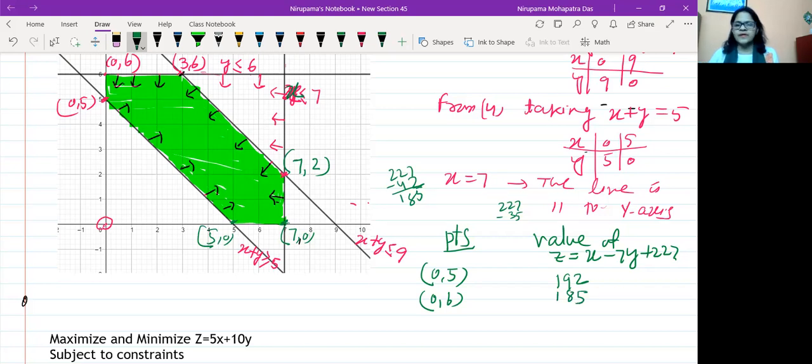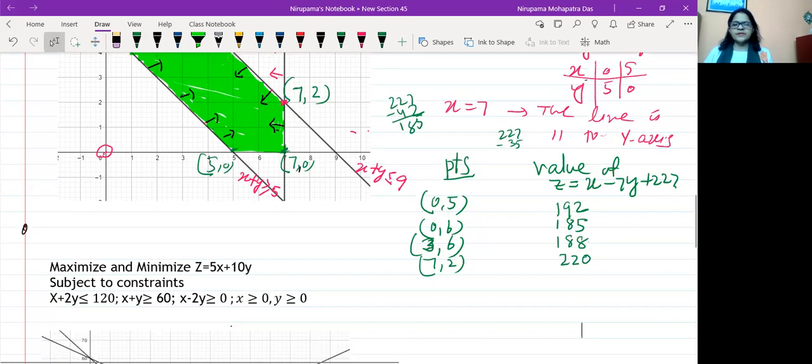Okay, next one, 3, 6. You can get here 3, 6 means 3 minus 42 means minus 39, 227, 188. Okay, just check the calculation. Then here 7, 2. So here 7 minus 14 minus 7, 227 means 220. Okay.